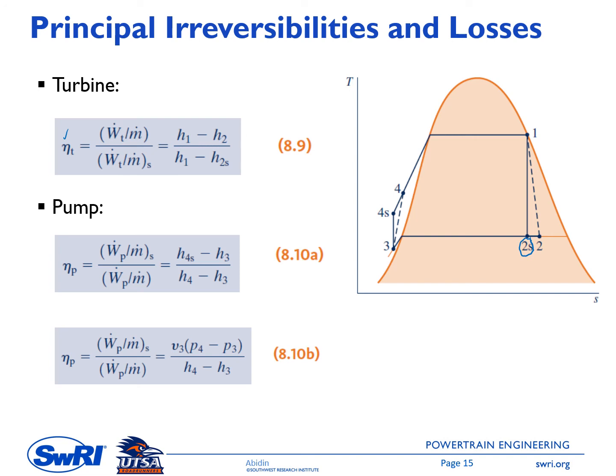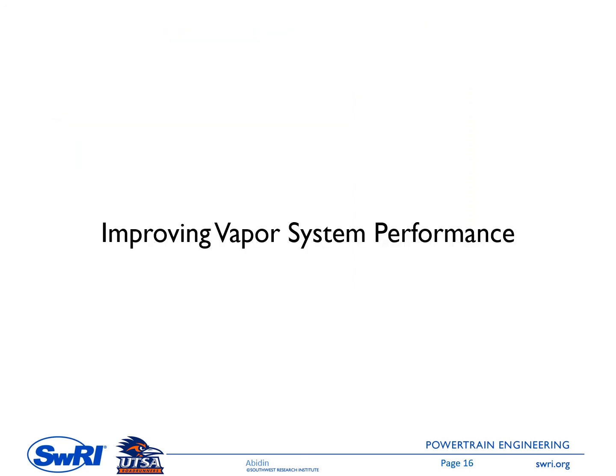Similarly, for the pump, we have a pump efficiency. This is the ratio between the isentropic pumping work over the actual pumping work. We can use either equation 8.10a or 8.10b to estimate the pump efficiency. Okay, we have completed this quick review of the basic principles of a Rankine cycle. Now we are moving forward to the topic of how we can improve the vapor power system performance.